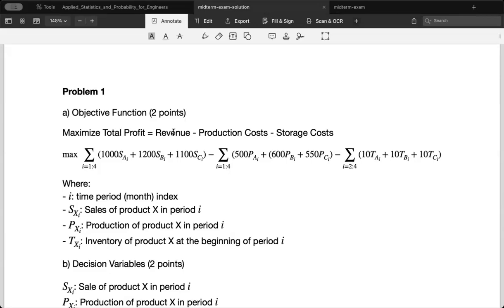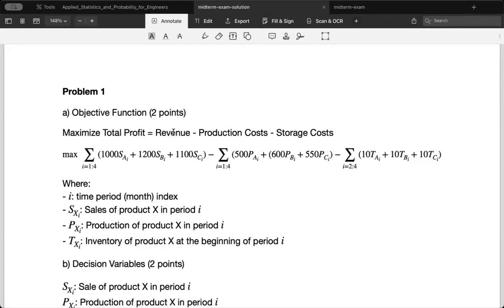Okay, so it's 10 TAI plus 10 TBI plus 10 TCI, just that. Okay, so we declare these variables. I is a time period, right? Which month? S is sales of product X in period I. PXI, production of product X in period I. And TXI, inventory of product X at the beginning of period I.